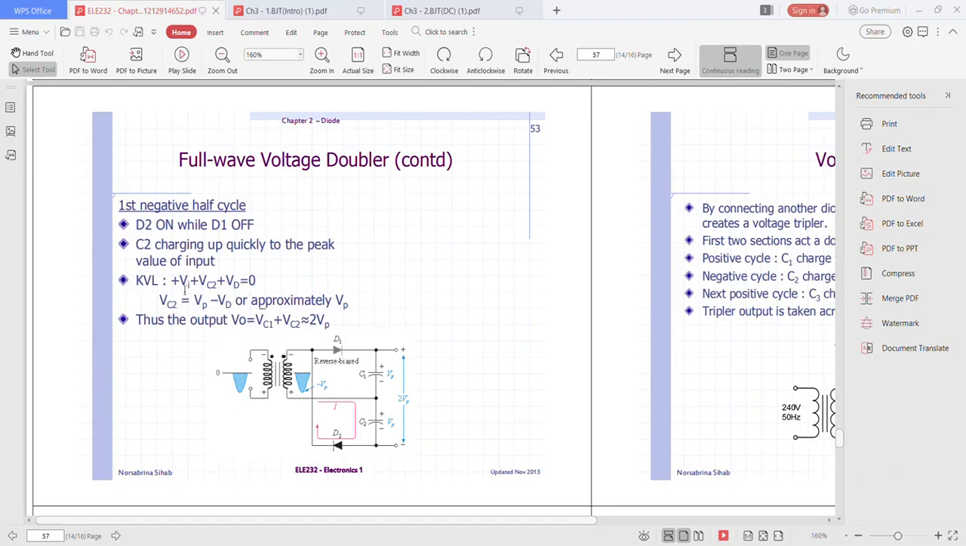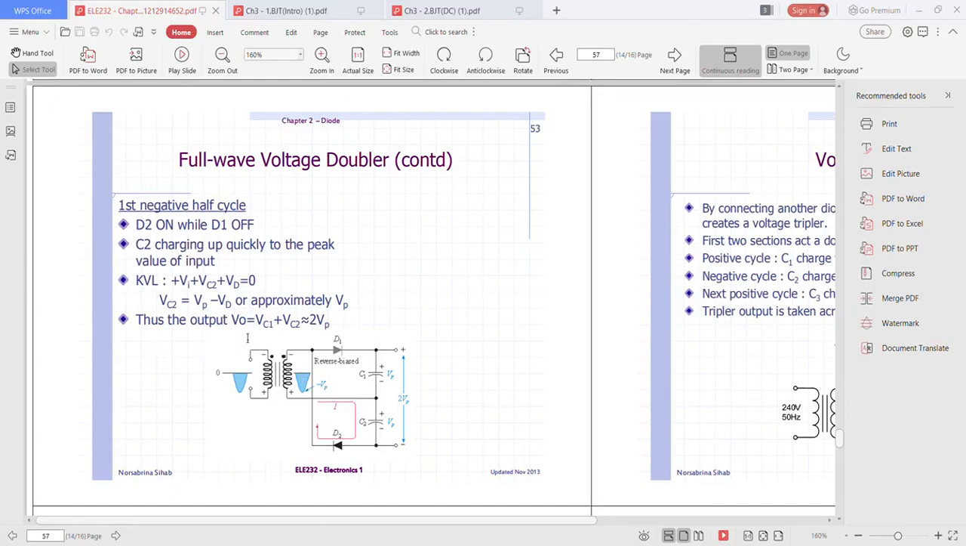Okay, this is actually an error here, because this should be a minus sign over here. So by looking at the equation, you will get Vc2 equals to Vp minus Vd. If the diode is an ideal diode, you will get equal to Vp minus 0. So Vc2 equals to Vp.